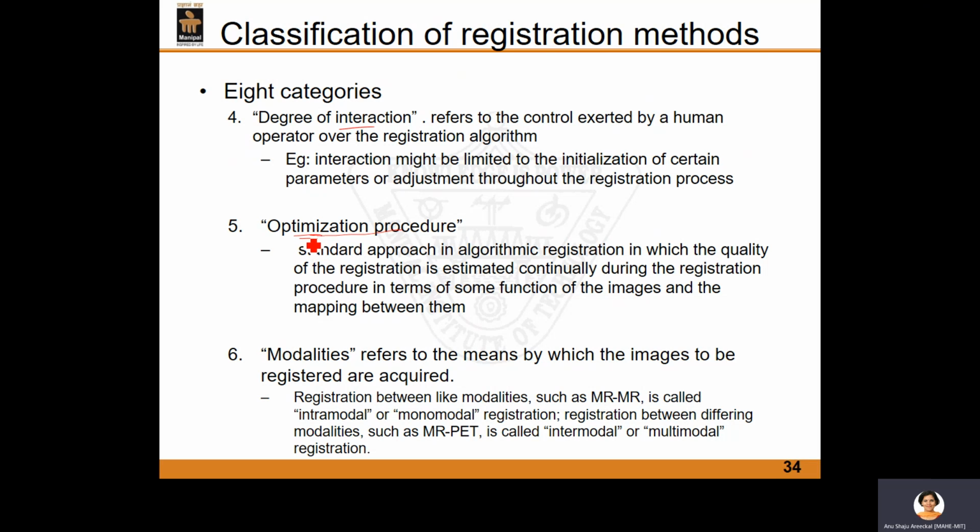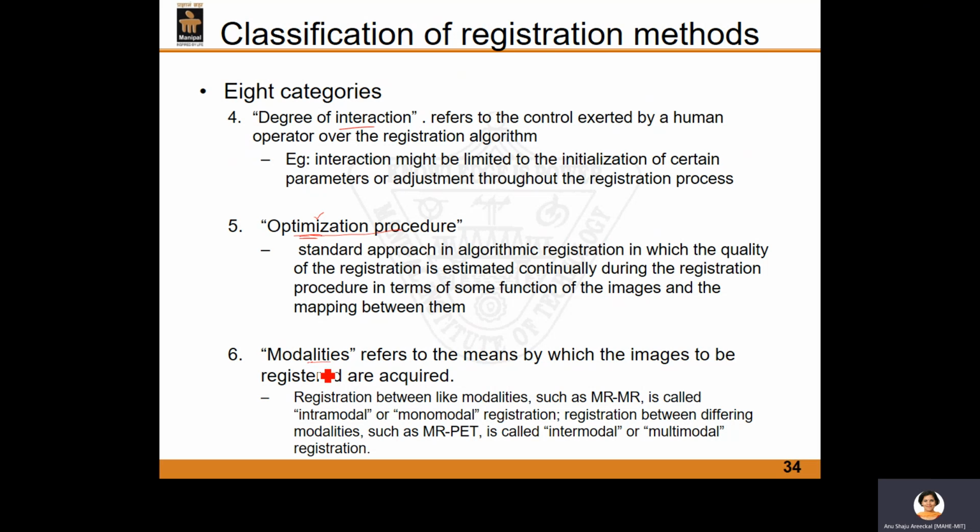Like for example, just in the previous case, we saw that we use a mutual information method, right? And what we are trying to do is maximize the mutual information, right? So like that, for different registration approaches, there would be either maximizing a parameter or minimizing a parameter. So depending upon which optimization method is used, you can also try to categorize the registration methods.